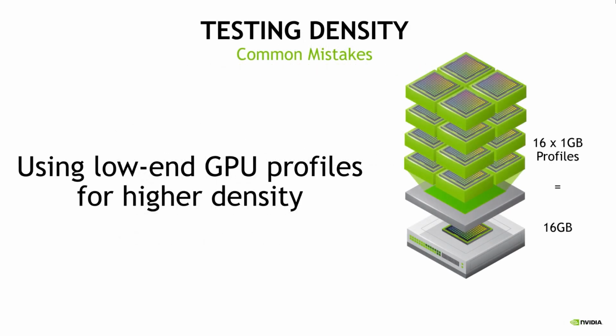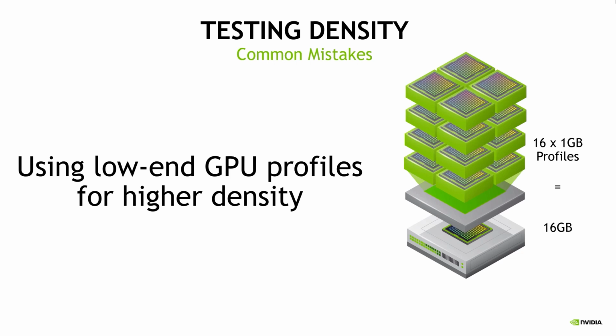So the first mistake that I see a lot of people using is using low-end GPU profiles for higher density. The way that GPU profiles work, we split the GPU in terms of its memory buffer, its frame buffer, between multiple virtual machines. And what people tend to do is they say, well, we want more virtual machines on here, so we'll use the very low-end profile, say for instance 16 1 gigabyte profiles on a 16 gig card, and actually get 16 users on there. Well, that might be fine if you're using it for low-end office worker workloads with a couple of HD monitors or something like that.